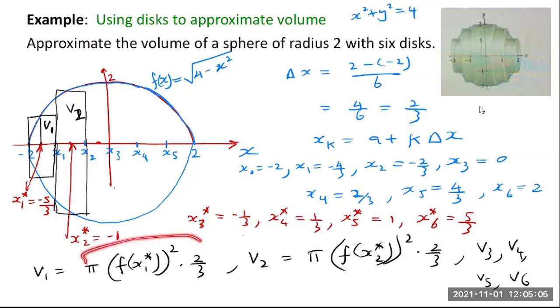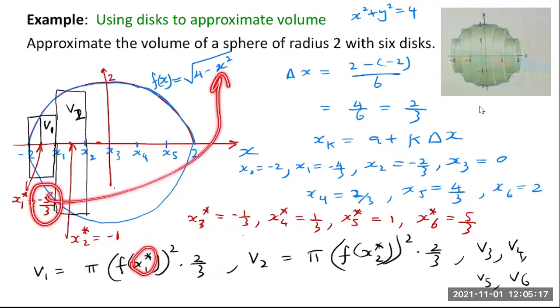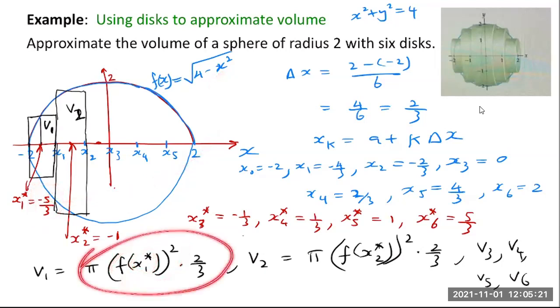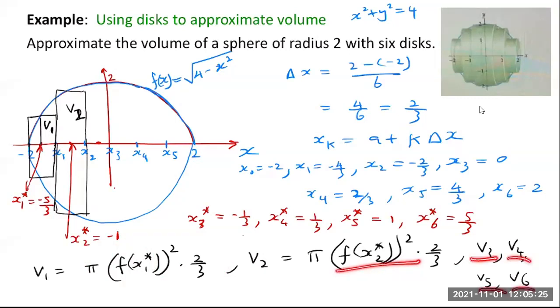Okay. Now easily you can compute this and get the final answer, right? You can get a numerical answer for this, because all you need to do is plug this x1 star, which is a number that you know, into your function. If you plug that in, this is just a number. This whole thing will be a number. Okay. Likewise, you can find the volumes of the other disks as well. Now what you do is you add up all these disks. You add the volumes of all these 6 disks.